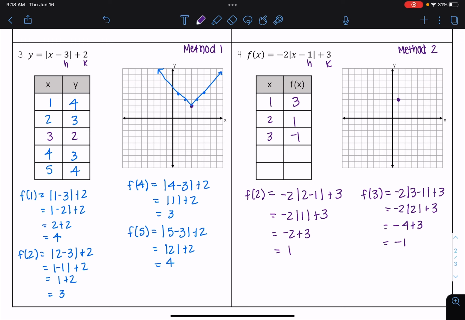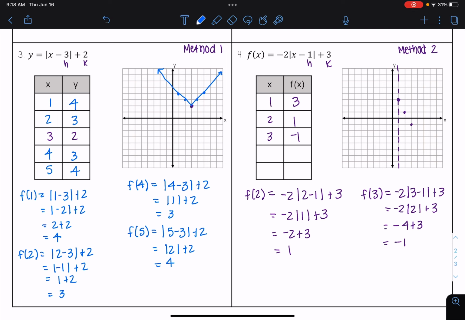So I have my vertex. I'm going to go ahead and draw my axis of symmetry here because that's what I'm going to be reflecting across. Remember, the axis of symmetry goes through your vertex. Plotting these 2 points, I have 2, 1, and 3, -1. And now I'm going to go ahead and reflect those points.